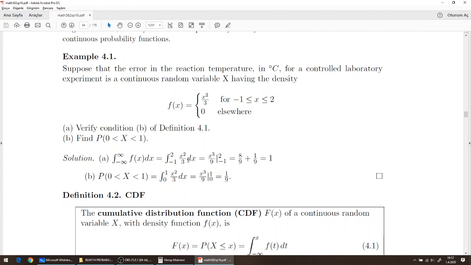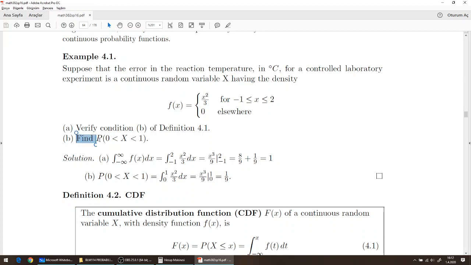Taking the integral, x squared over 3 becomes x cubed over 9 within the same interval, -1 to 2. Put 2 for x, it makes 8 over 9. Put -1 and subtract them. Minus minus makes plus, and the resulting area under the curve equals 1.